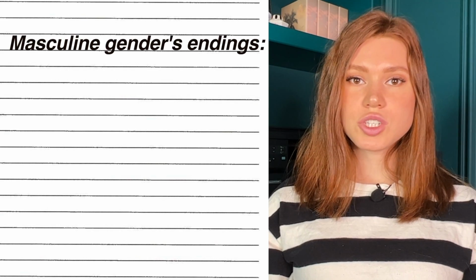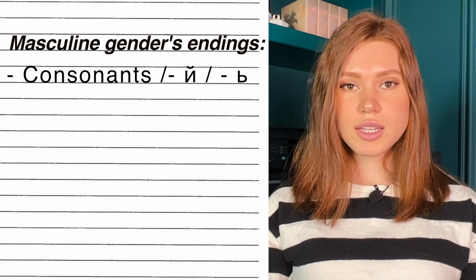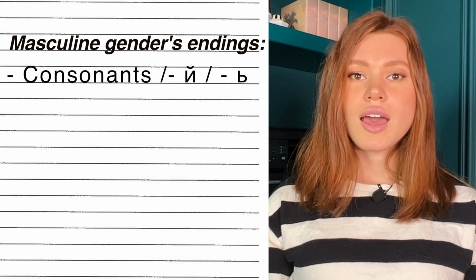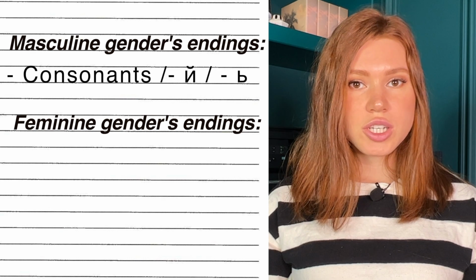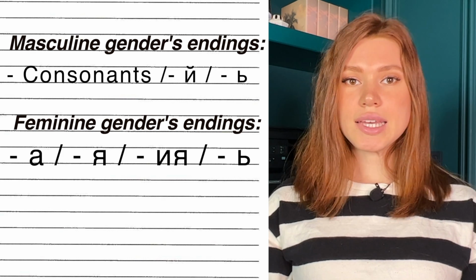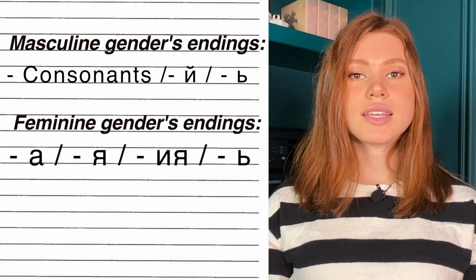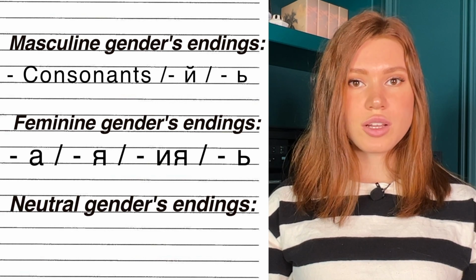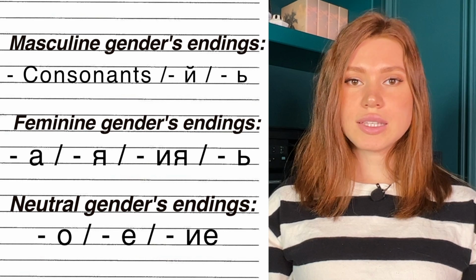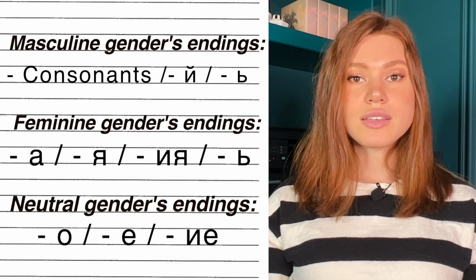Okay, guys, I hope you understand these rules, and let's sum up. So, masculine gender: ending consonant, ending «й», ending soft sign. Feminine gender: ending а, ending я, ending ия, ending soft sign. Neutral: ending о, ending е, ending ие.